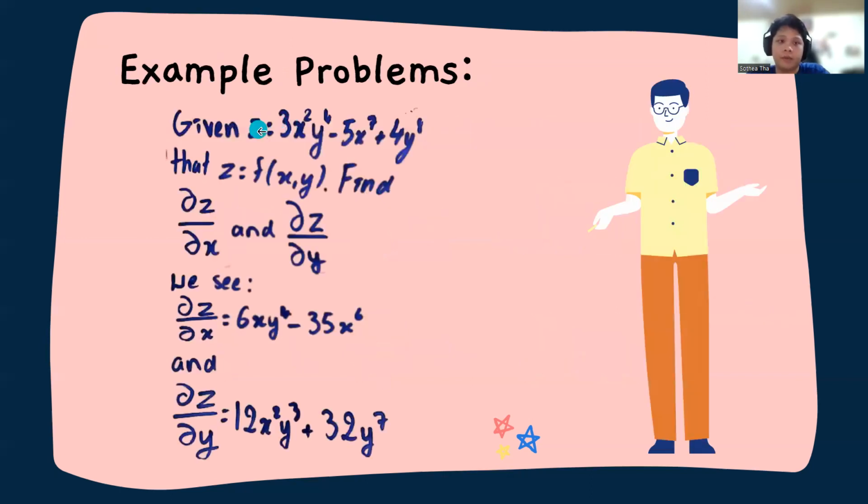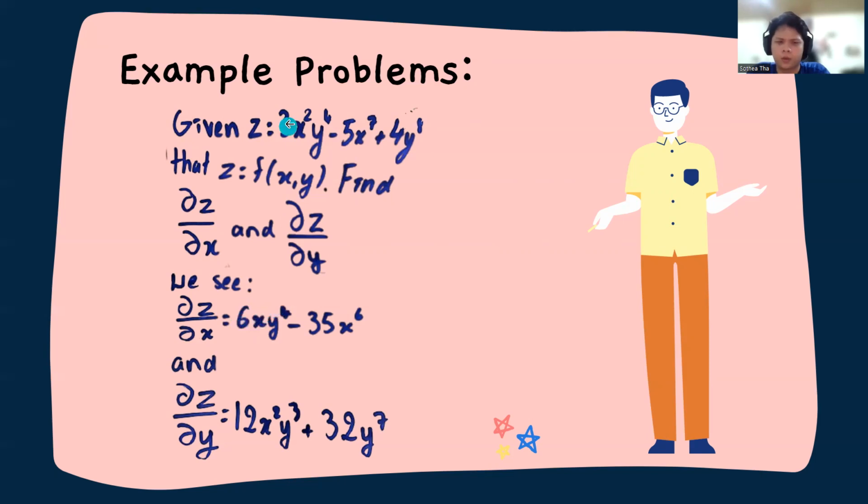For an example, you're given z equals 3x squared y to the power of 4 minus 5x to the power of 7 plus 4y to the power of 8. We can see that z is a function of x and y. We will have to find dz over dx and dz over dy. If we derive z with respect to x, that means we'll have to keep every other variable constant, and in this case that will be y.